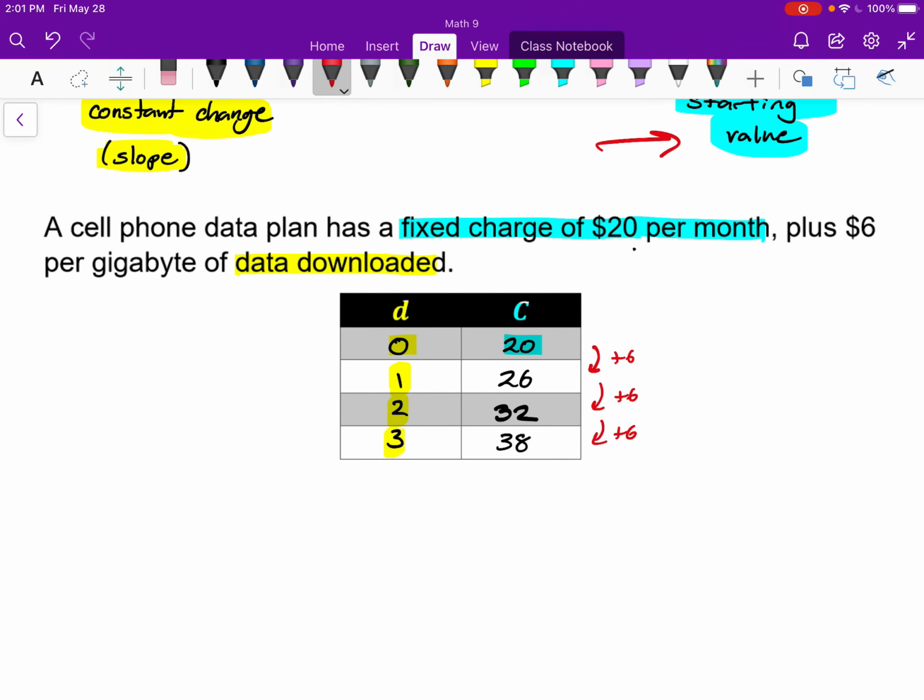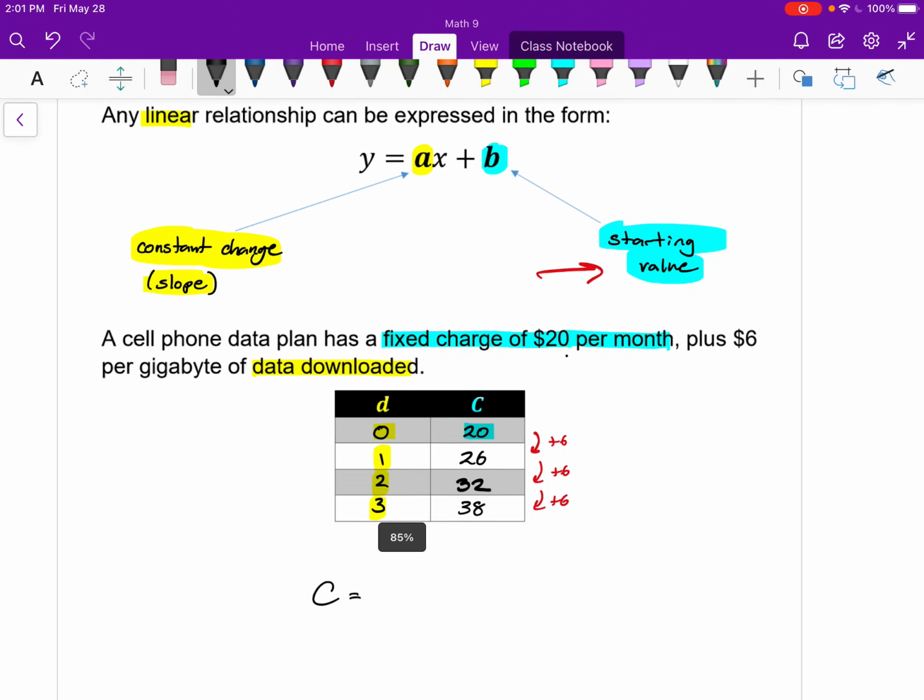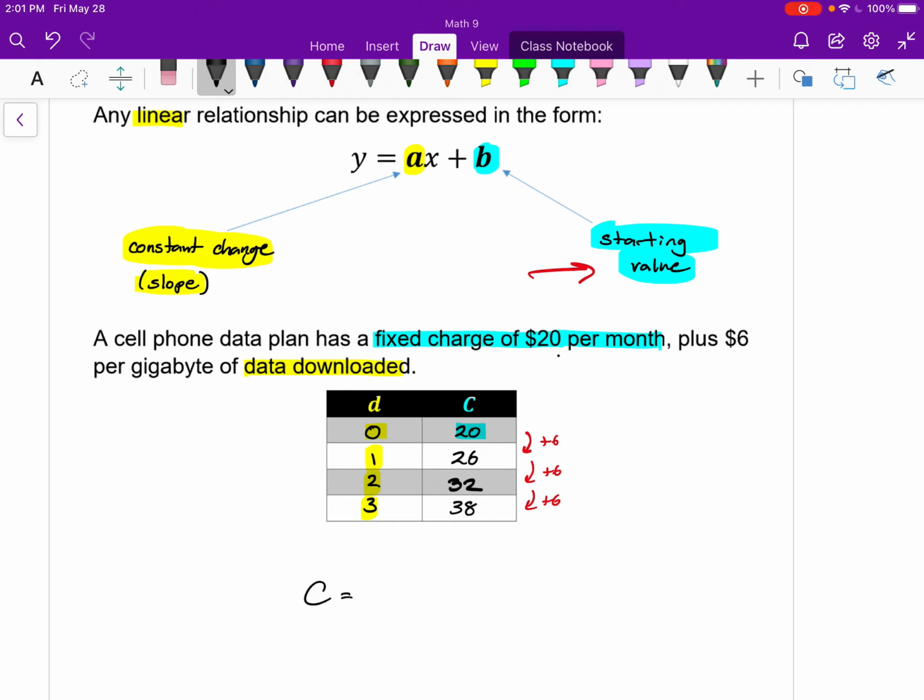However, I now have a table for this, and you may have already been able to determine an equation for the scenario before I made a table, but I want us to understand the connection between all these things. So if I want an equation that connects the cost for any amount of data downloaded, I can say the cost equals, and if I look at my equation up here, it can always be written in this form.